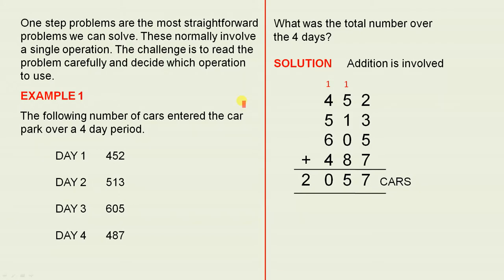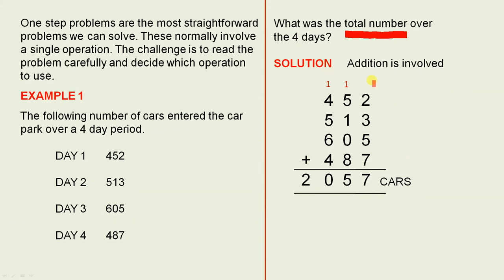So the first example: the following number of cars entered the car park over a 4-day period. So there's the information there, showing the number of cars for each day. What was the total number over the 4 days? So if you read the problem carefully and read the question, it says total number. So from that information, we know that addition is involved. So these are the 4 numbers that we were given. So if we add those together, we have a total of 2,057 cars.